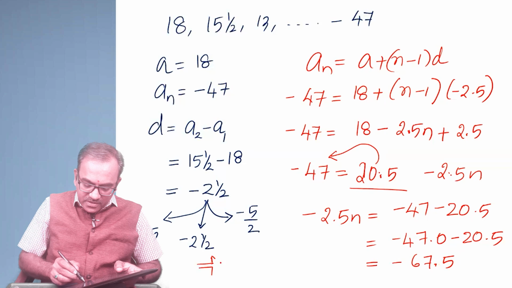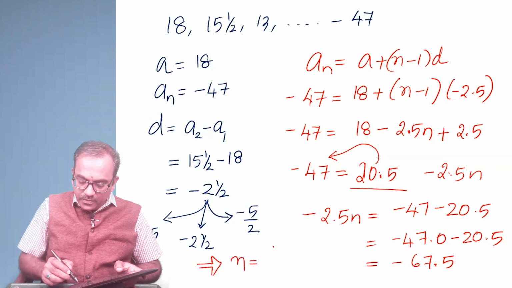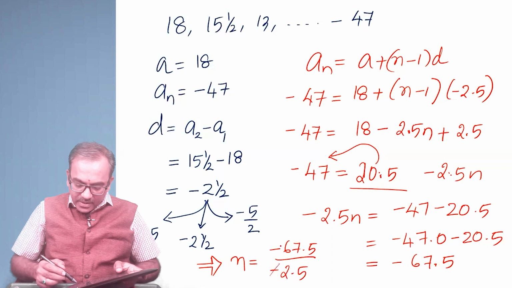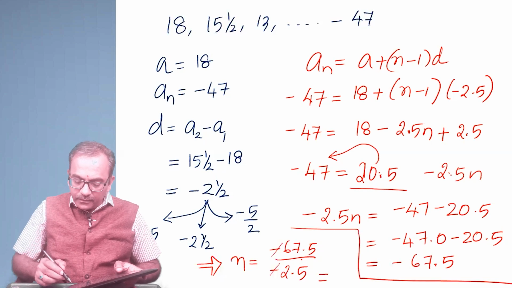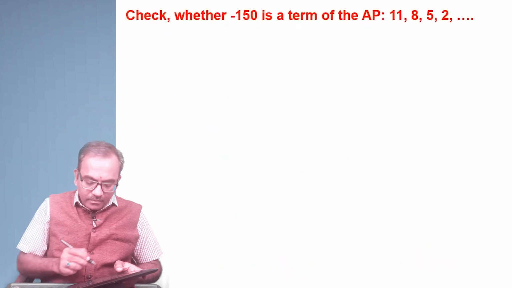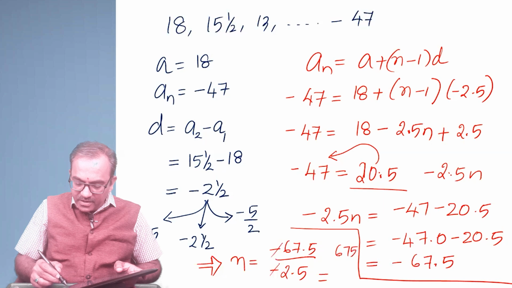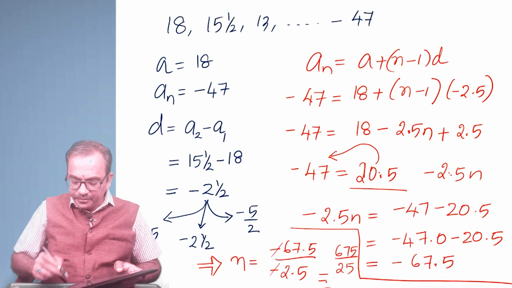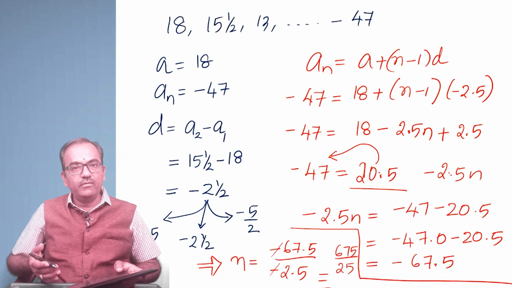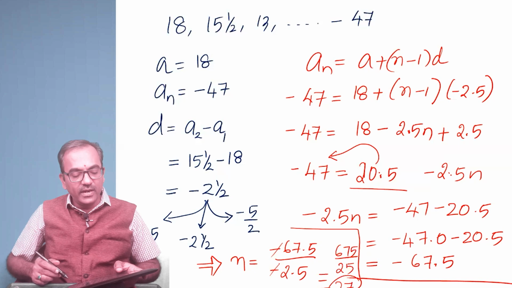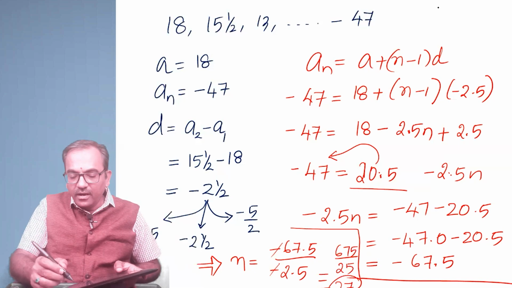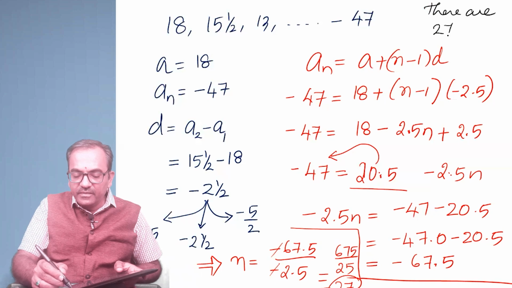So we have come to the last stage of our problem. n is equal to minus 67.5 divided by minus 2.5. The minus signs cancel, and then we have 67.5 divided by 2.5, which is 675 divided by 25. 25 times 27 is 675, so 25 gives 625, and there is a 50 portion extra, which makes another 2. 25 plus 2 is 27. So the correct answer is 27. So how do you write it? Therefore, there are 27 terms.